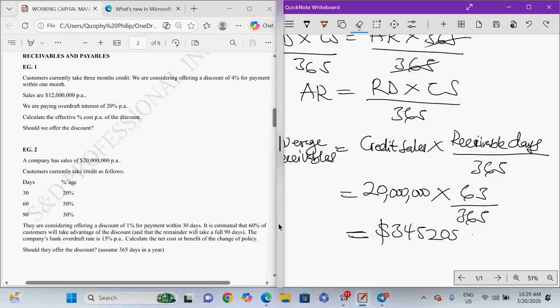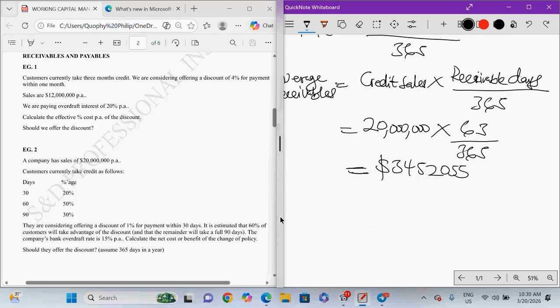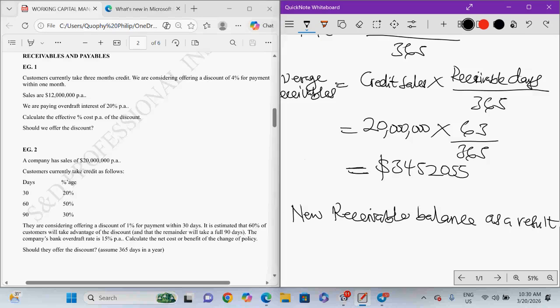So 0.055, right? Yes. Okay. So this is our old policy, right? This is the average receivables for the old policy. Right. So let's do the new receivables. The new receivables for the new policy. Or let's say the new receivable balance as a result of the discount.